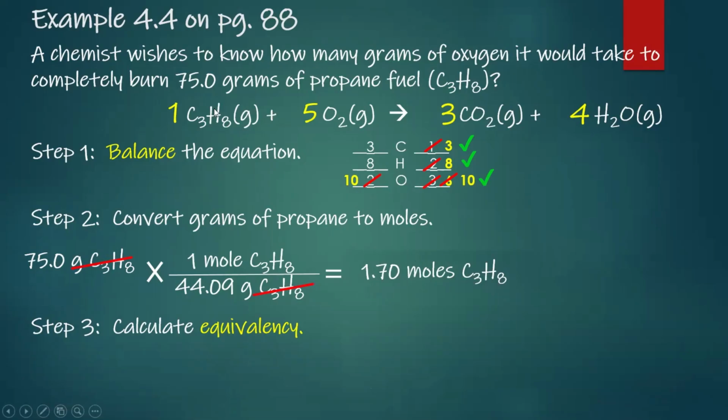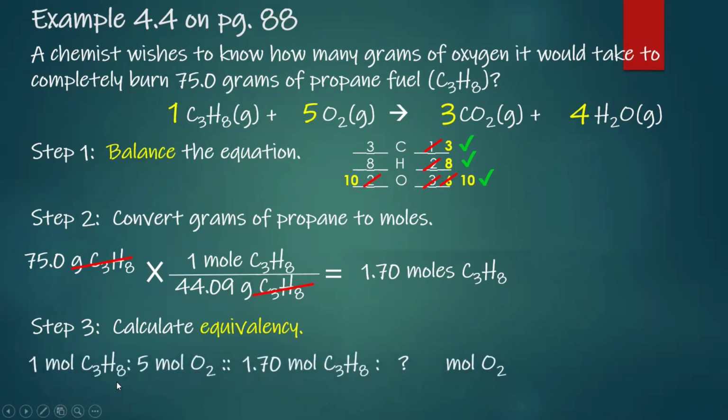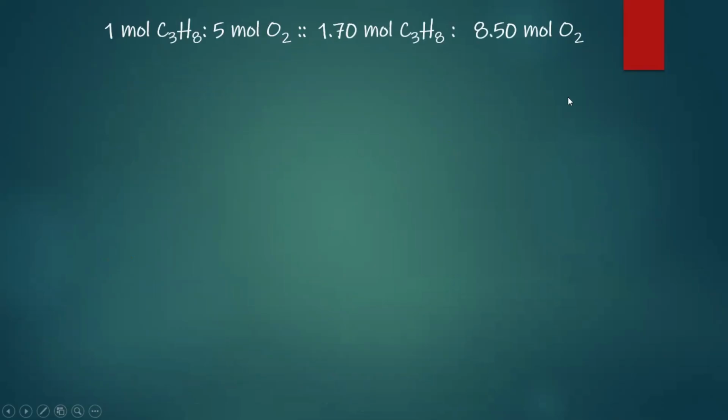To fully burn it, we're going to need the equivalency of oxygen. So 1 mole of propane is the equivalency of 5 moles of oxygen gas. So we need to multiply that by 5. 1.70 times 5 is 8.50 moles of oxygen gas. Now we've run out of room, so I'm going to recopy this on the next slide. So 8.50 moles of oxygen gas.